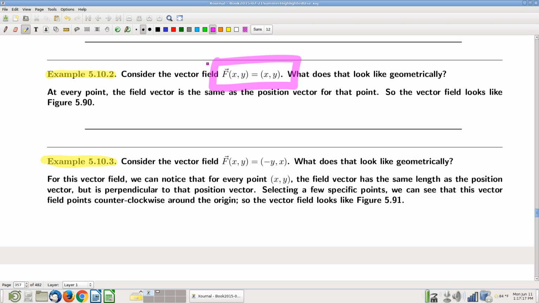F of x comma y equals x comma y. So what does that look like? Well, what this says is whatever point you're at, for that point x comma y, let's take x comma y thought of as a point. We're going to take that point and interpret its associated position vector x comma y, and note that that's what this output is. It's the vector x comma y that is the position vector for the point x, y.